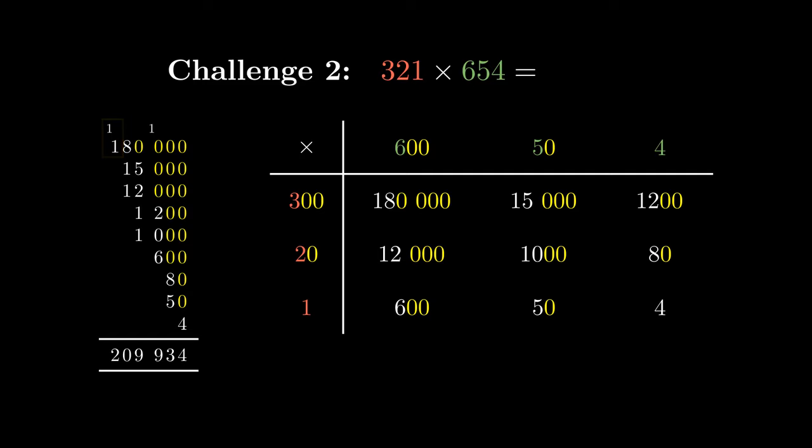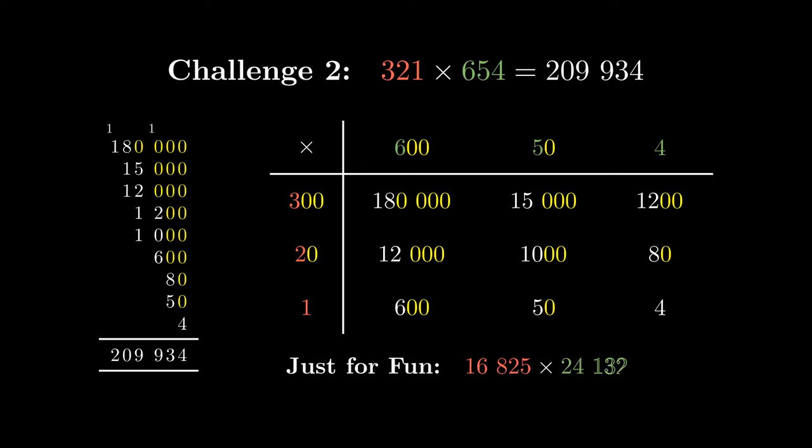This means that 321 times 654 gives us 209,934. Can you try multiplying 5-digit numbers instead? If you tried it, the answer is pretty nice and you can let me know what it is in the comments section below. This idea extends really nicely to basic algebra.